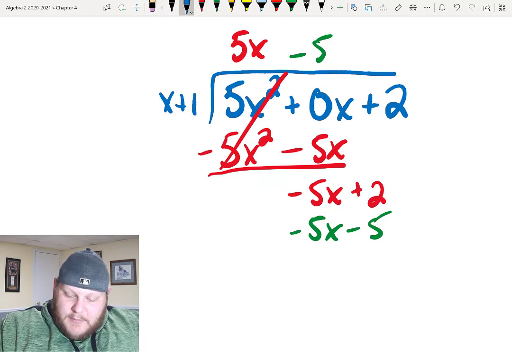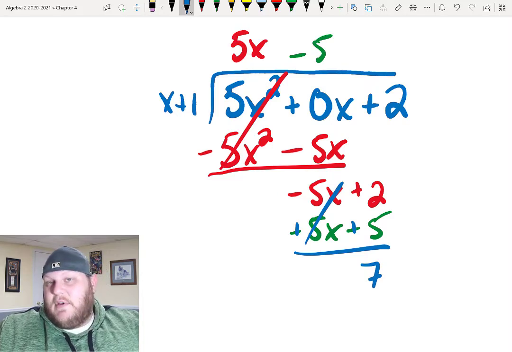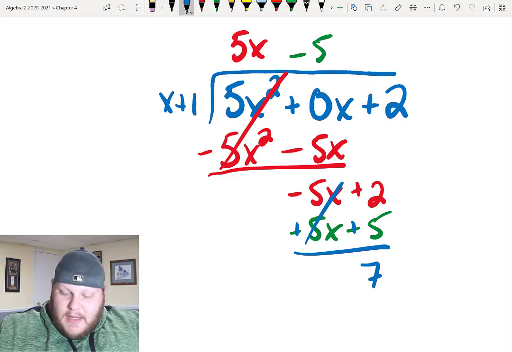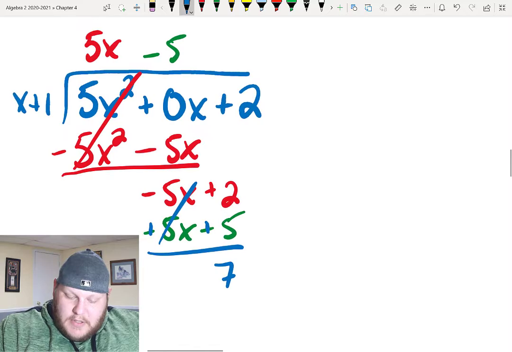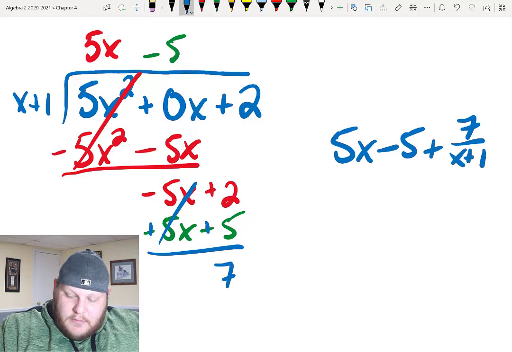So as I finish up the problem here, I've got to switch my sign before I add up going down, and I have a remainder of 7 in this case. So my answer would be 5x minus 5 plus 7 over x plus 1. And that would be my final answer.